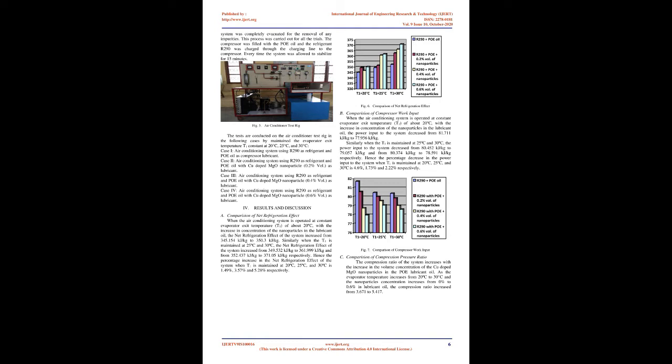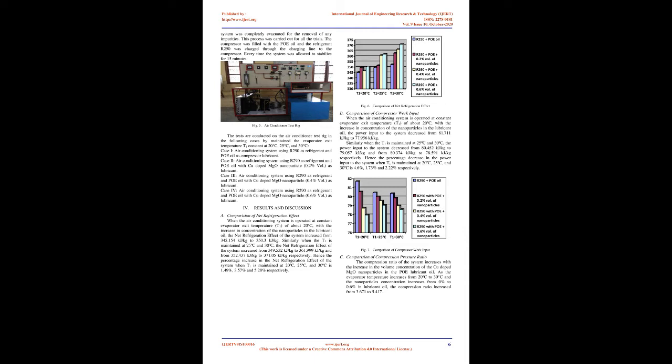4. Results and discussion. A. Comparison of net refrigeration effect. When the air conditioning system is operated at constant evaporator exit temperature, T1, of about 20 degrees C, with the increase in concentration of the nanoparticles in the lubricant oil, the net refrigeration effect of the system increased from 345.154 kJ/kg to 350.3 kJ/kg.